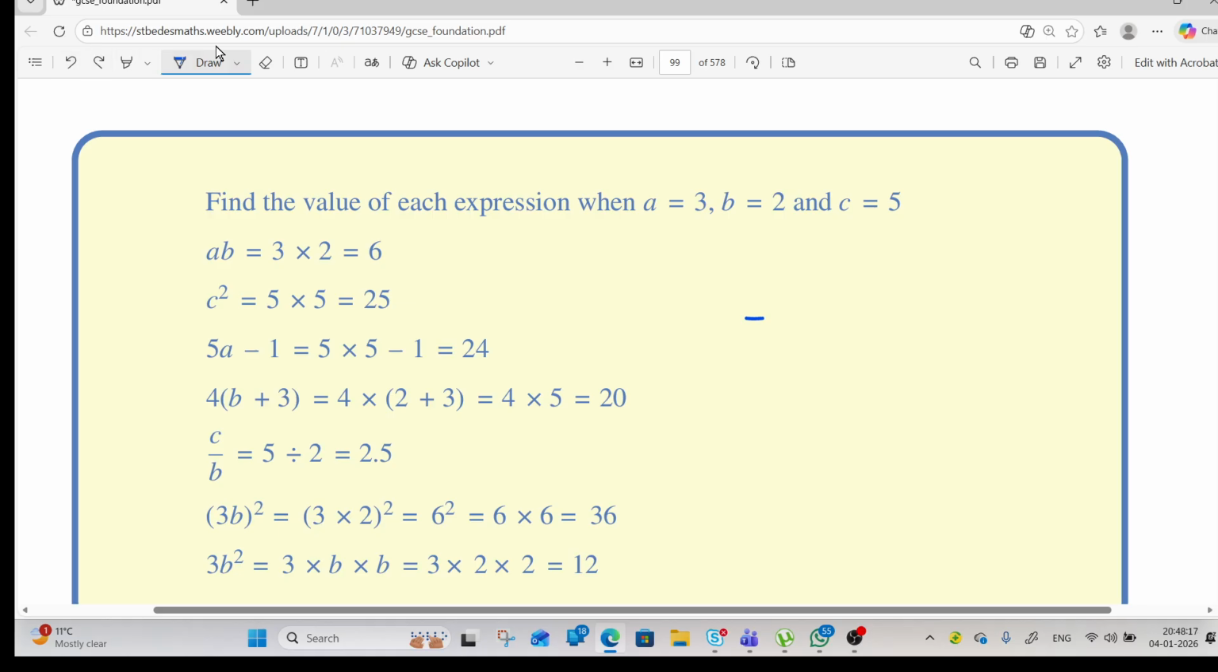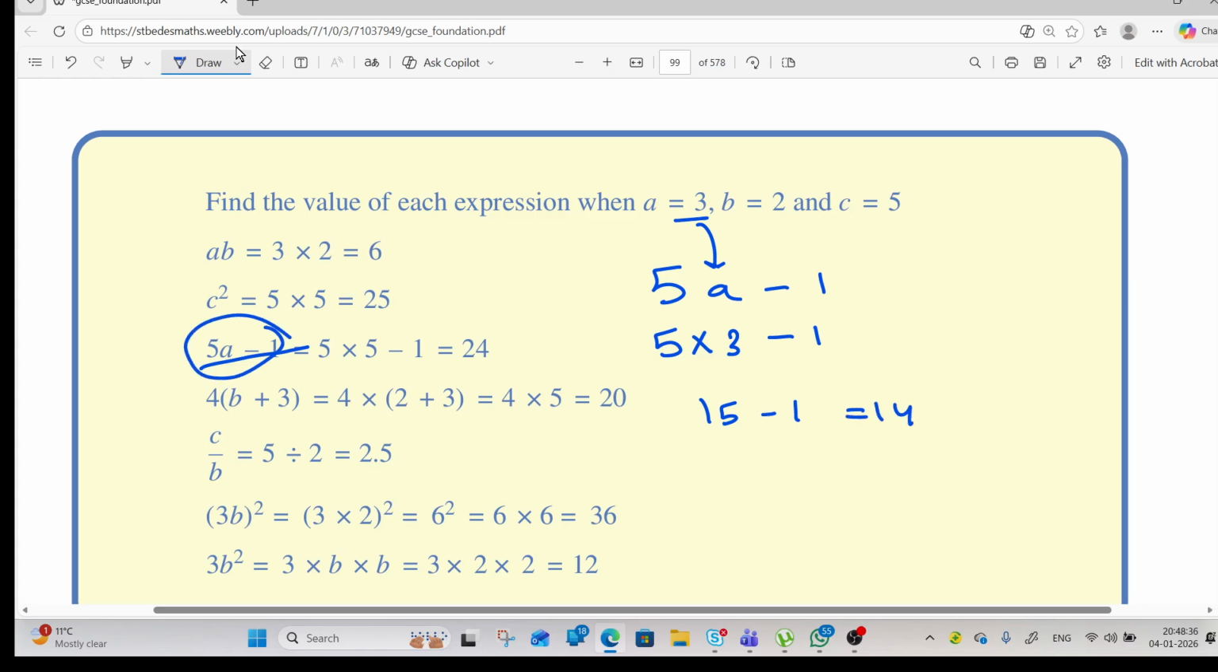Now let's see how we find this. Next one is 5a minus 1. So 5a minus 1, a is 3. So at the place of a, I would put 3. 5a means 5 times a. a is 3, so I put 3, minus 1. So 5 times 3 is 15, minus 1 is 14. So the value of 5a minus 1 is 14.